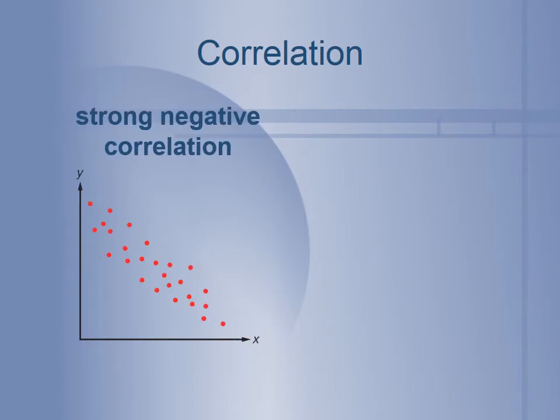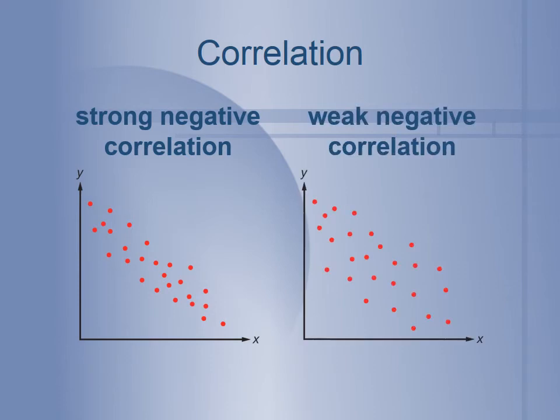All right, here's a strong negative correlation. So even though it's going downwards, the points are clustered together, they're clumped together. If we were to draw a trend line, most of those points would be pretty close. Compared to our weak negative correlation, even though it's still going downwards, if we were to draw a trend line, there are some points that are going to be way off.